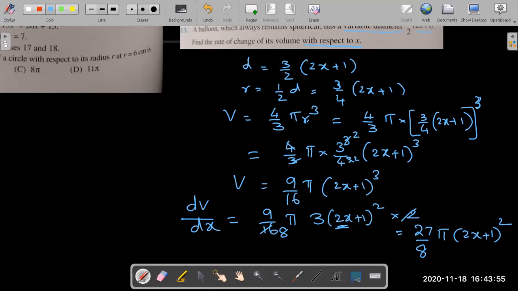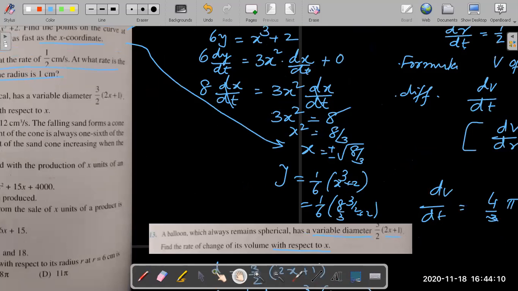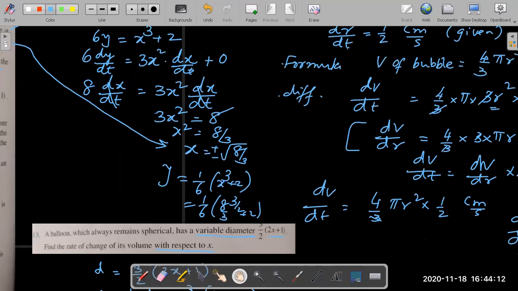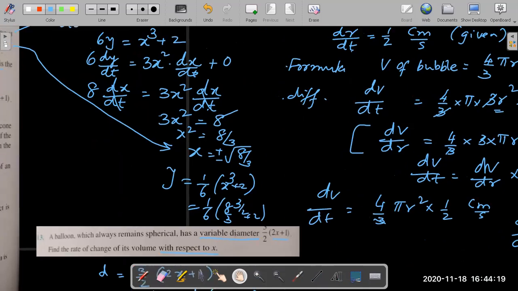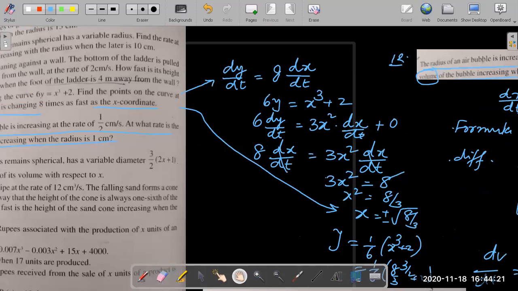We did the 12th question, right? The 12th question answer was 2 pi centimeter cube per second. The 11th question is not correct. So we just have to look at the 11th question. Now, the 11th question answer is not correct. This is the 11th question. This is the 12th question. So let's see the 11th question one more time, where we have made a mistake.